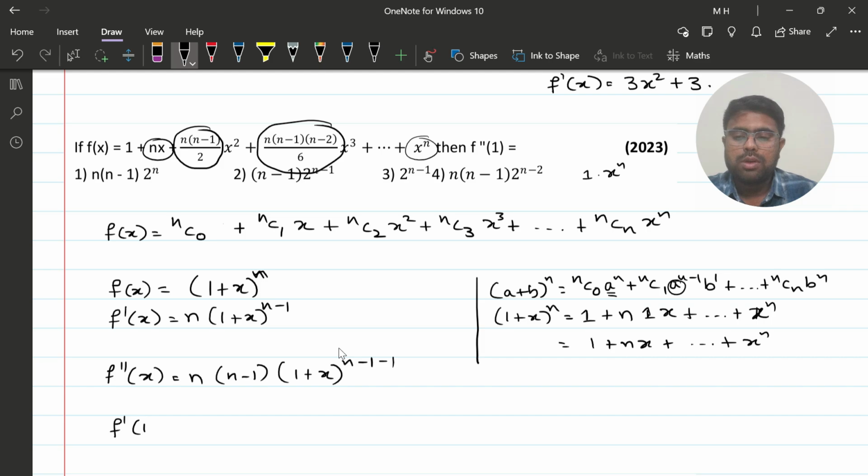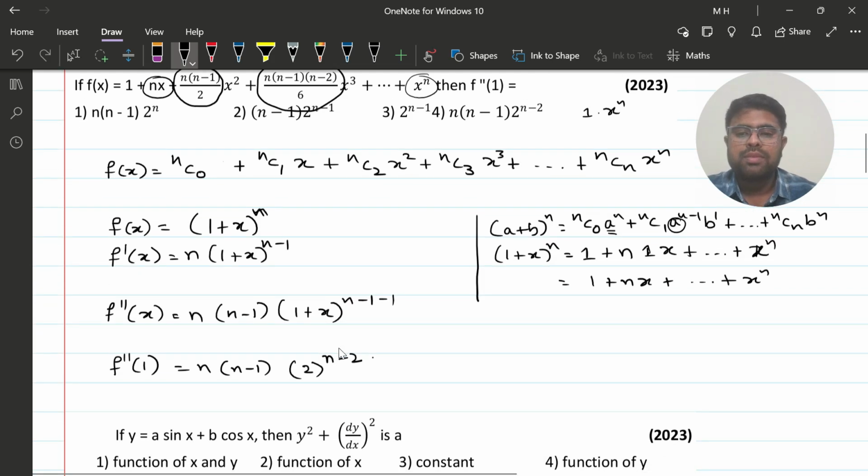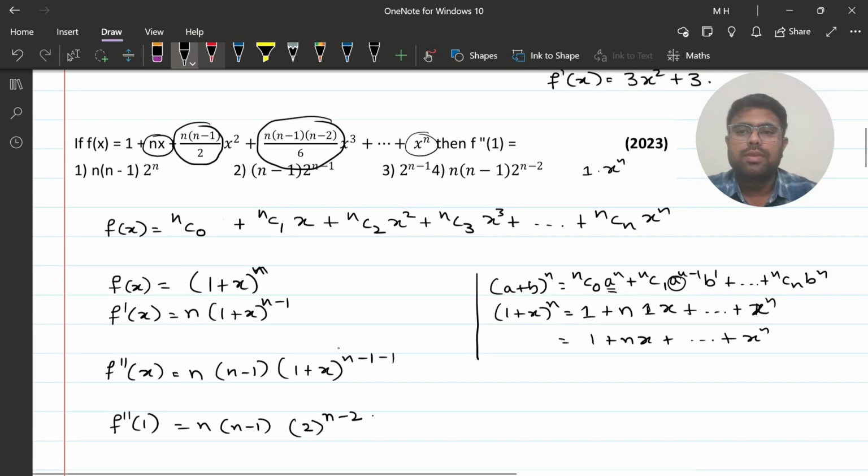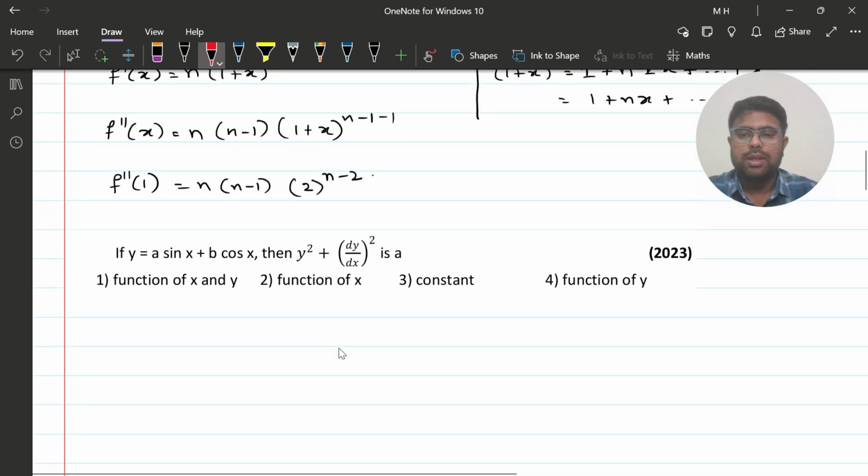Now if I put x equal to 1, f double dash of 1 would be equal to n into n minus 1. So 1 plus 1 is going to be 2 raised to n minus 2. So this is what you have, n into n minus 1 into 2 raised to n minus 2. So that is your option 4. Okay, fine. So let us now go to the next question.